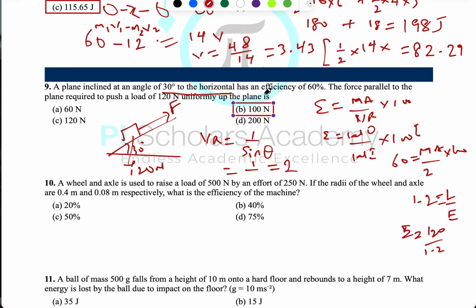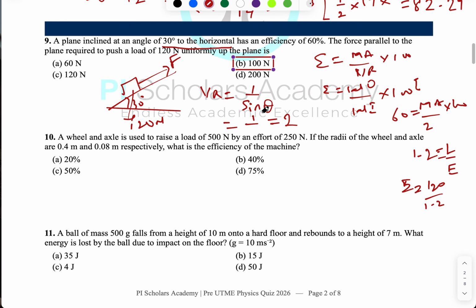Number 10 says a wheel and axle is used to raise a load of 500 newton by an effort of 250 newtons. So what are we looking for? Efficiency. So we can quickly get our mechanical advantage like that. That is 500 over 250, load over effort. So mechanical advantage is 2.